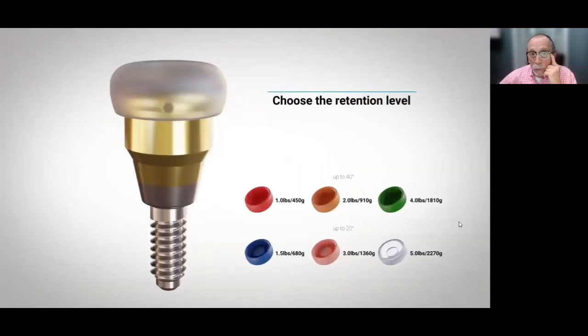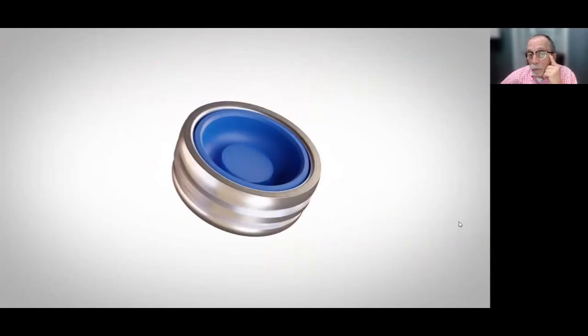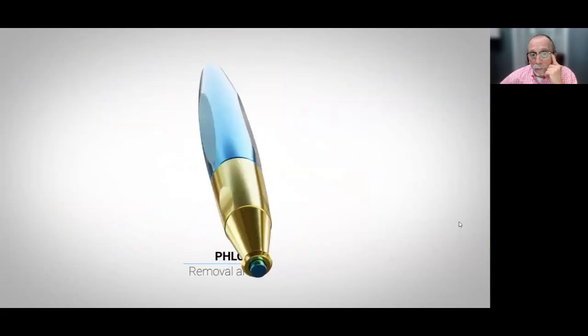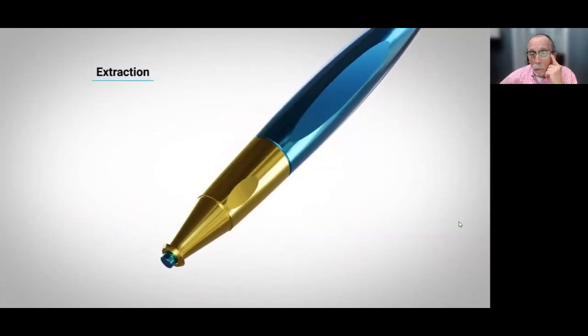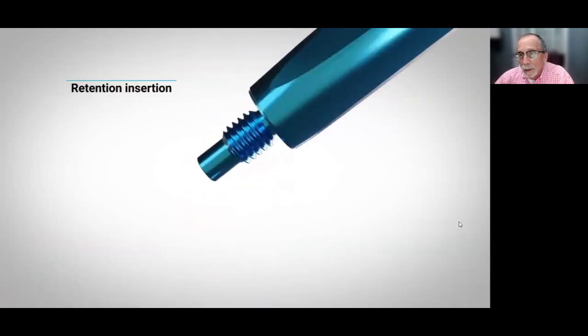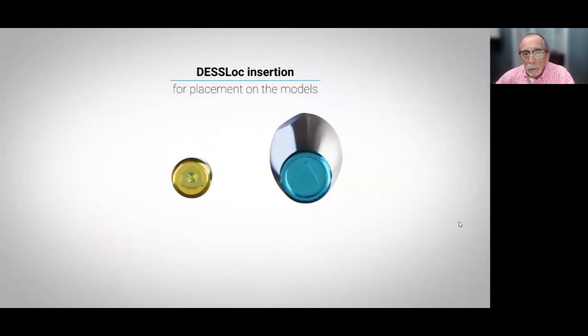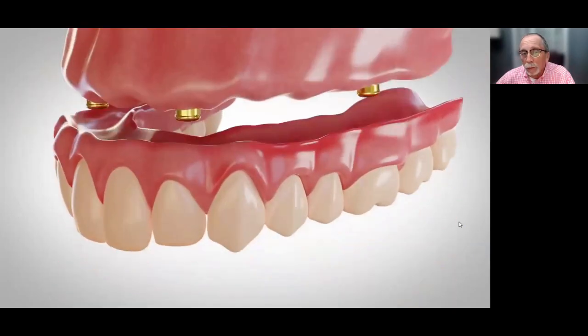But all the colored caps, retentive elements are exactly the same. You could use them on a locator and vice versa. And so it's just a good option out there. Just having options is great. I do like the little hand tool better than the other one. But as you can see, it does exactly the same as the locator tool. So just another option for us using a locator type restoration.